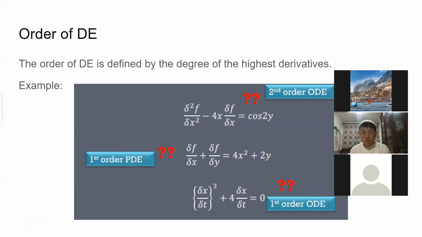For the third one, we have dx over dt to the power of 3 plus 4 dx over dt equal to 0. So this is first order because the derivative there is only of order 1. So this is first order in x.